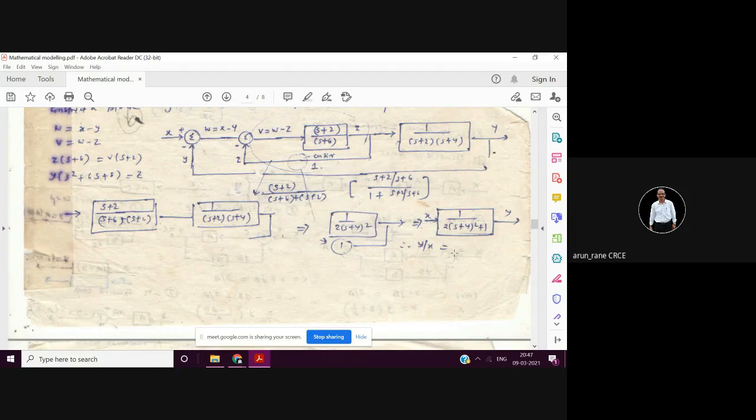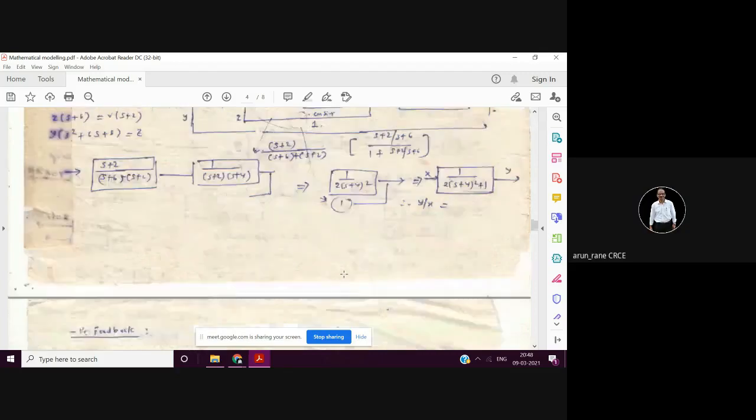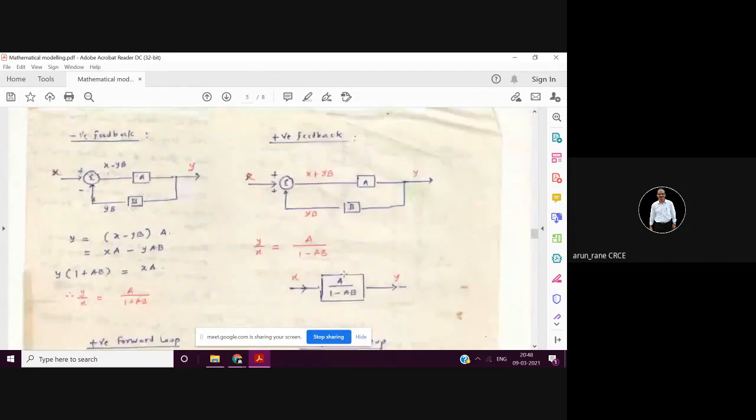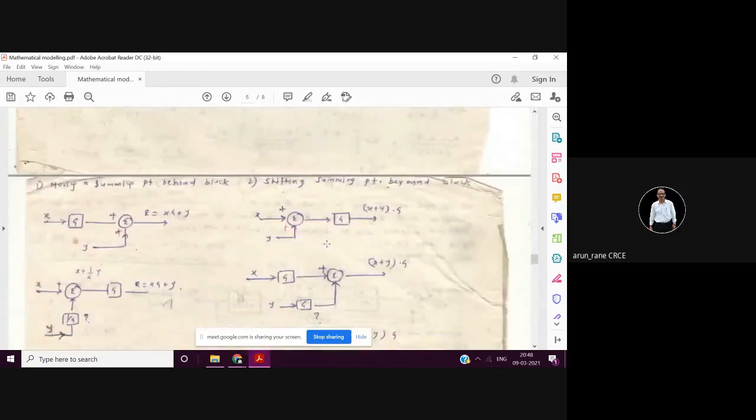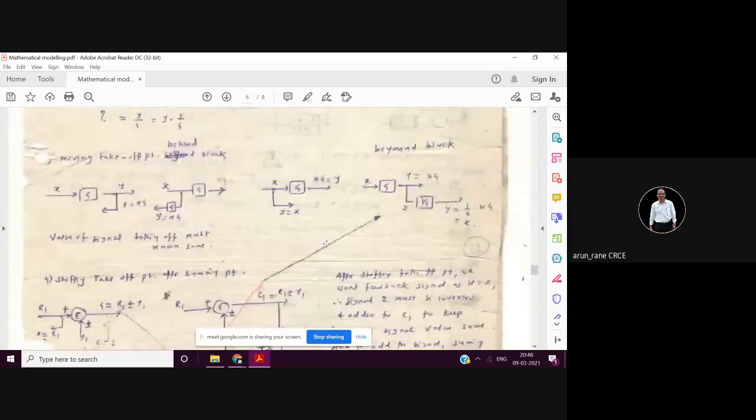So now this and this will become in parallel. Then again you apply the rules for the parallel block. Correct? Do it tomorrow itself so that you know. That is done then. This is all we have discussed.